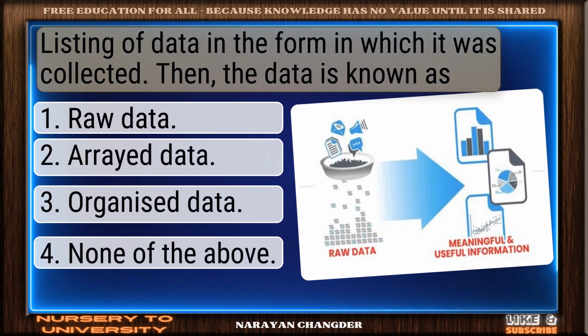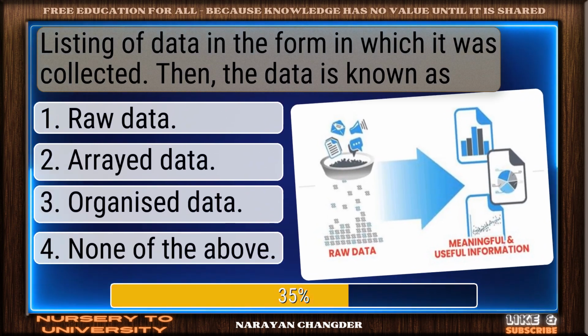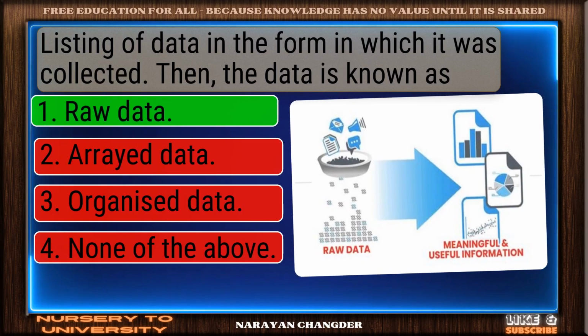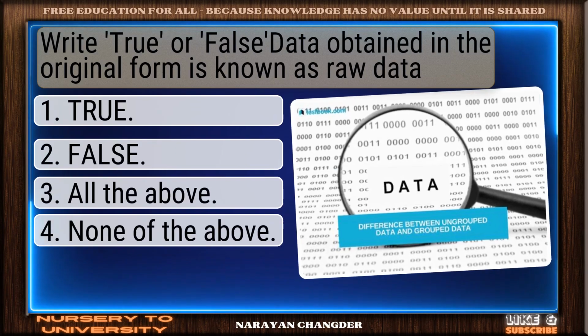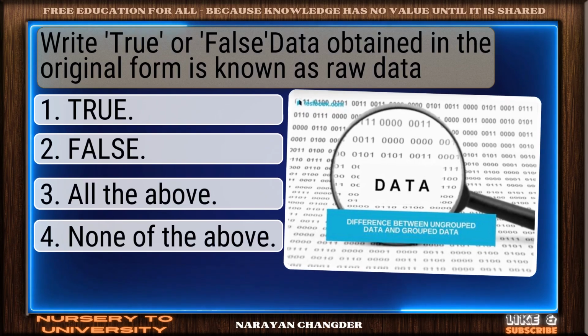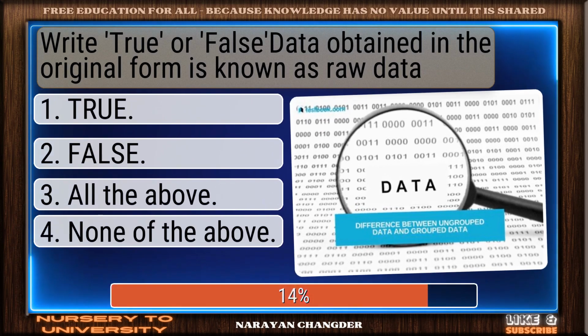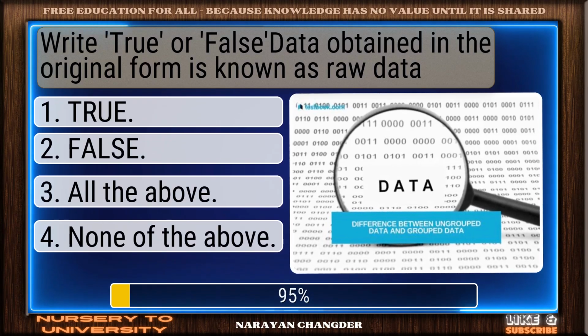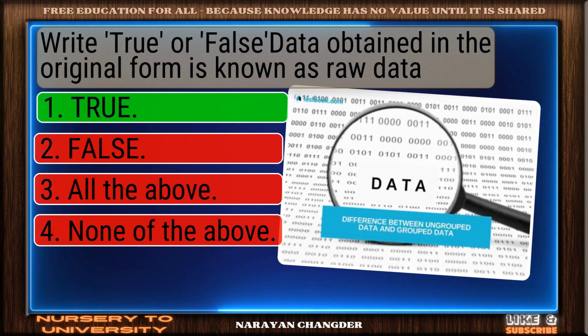Listing of data in the form in which it was collected. Then, the data is known as dash. Sharp thinking. Raw data is the right choice. True or false: data obtained in the original form is known as raw data. Nice work. You chose true, and it is correct.